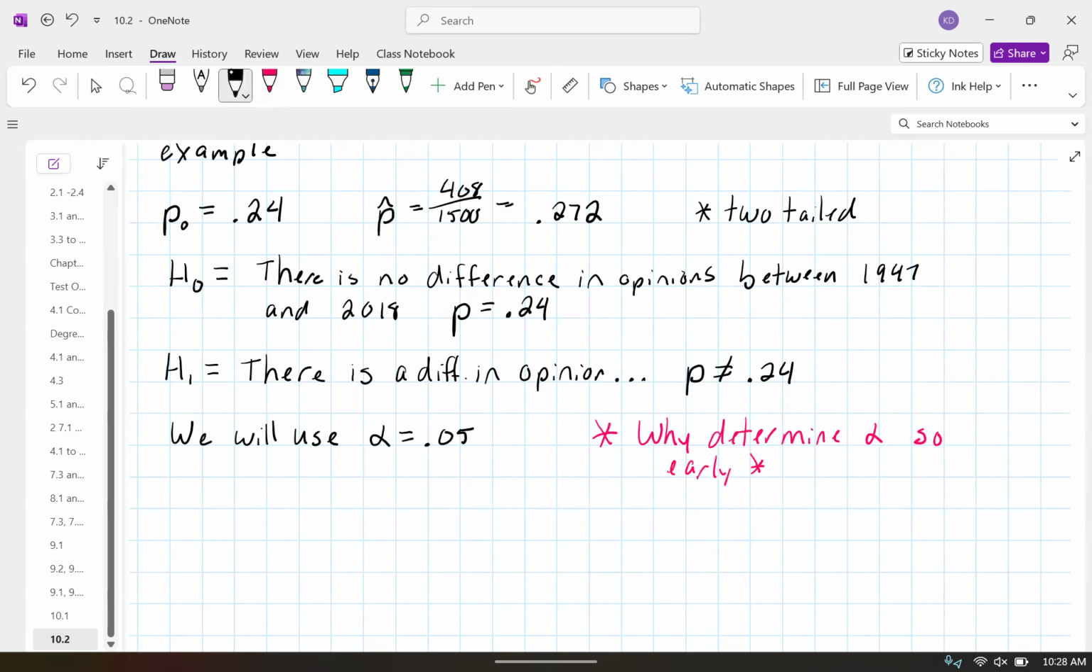Okay. I'm not going to make you answer this yet, but think about why we want to determine our alpha level so early, before we have data. There's a really good reason, but I'll let you think on that and we'll come back to it. So we do need to determine our alpha before we do any sort of calculation beyond what we have.